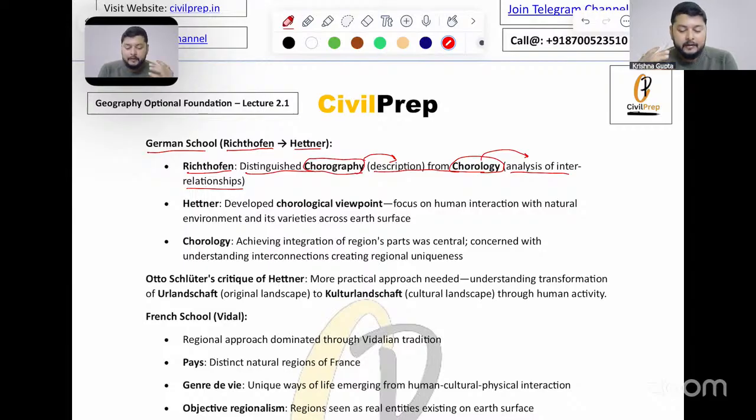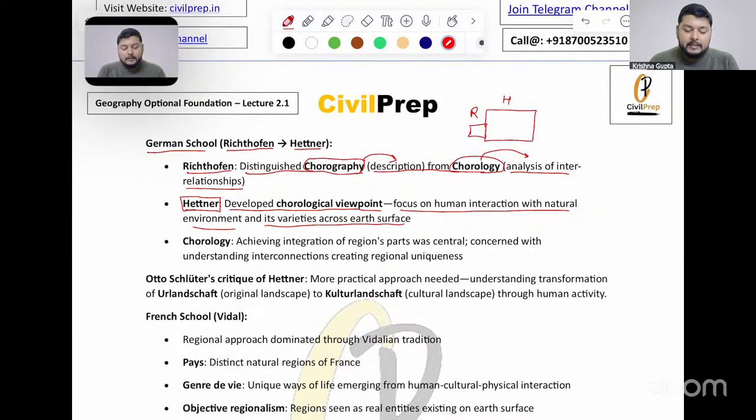But it was seen that what Richthofen gave for chorology was not very much elaborated and explained. Therefore, Hettner came into the picture. What Hettner did here, he developed the chorological viewpoint. He focused on human interaction with the natural environment and its varieties across the Earth's surface. Whenever a concept is developed, in the initial phases it can have certain subject matter, certain research. But to study it more, we need to broaden our viewpoint. So this was the work done by Richthofen, and this was the work done by Hettner. But you will see that in the coming time period, there were other major theorists also, from Hettner to Hartshorne, who worked for the development of chorology and made chorology an exceptional part here. So what we are seeing here was majorly part of the subset of exceptionalism.